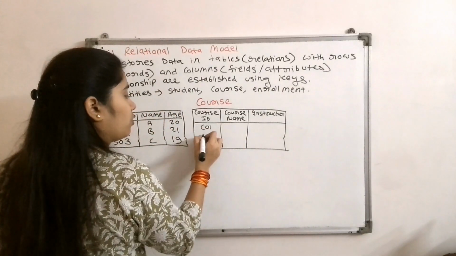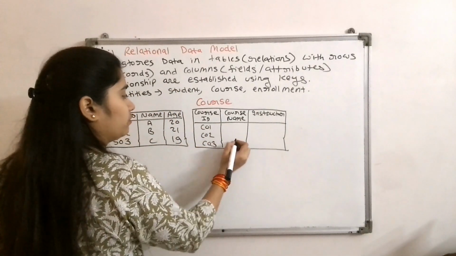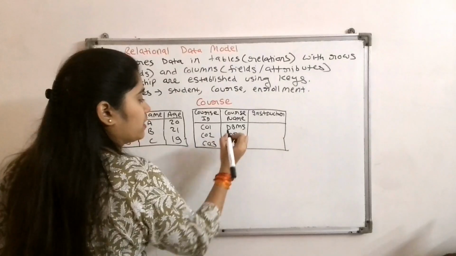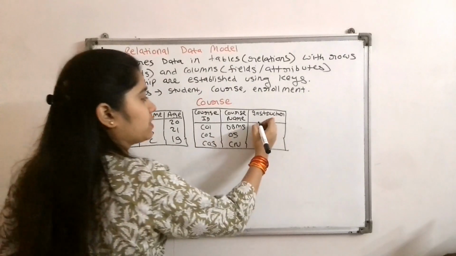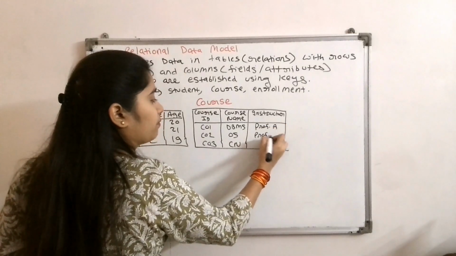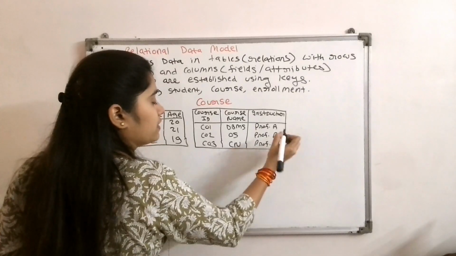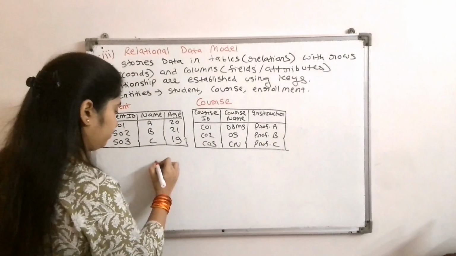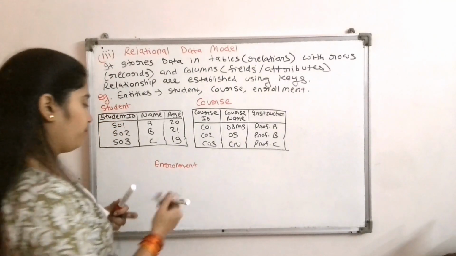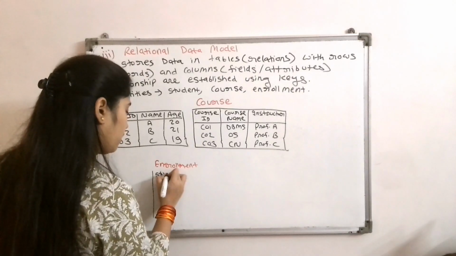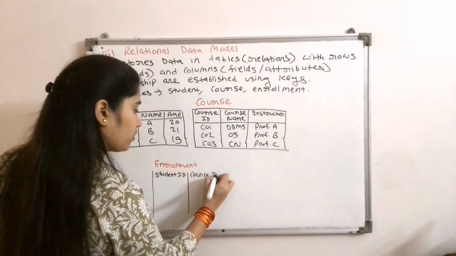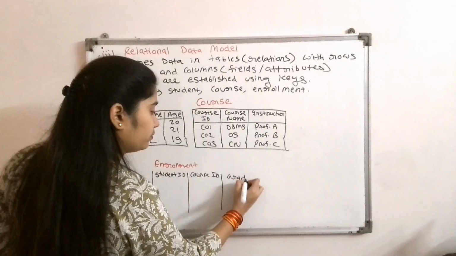Course ID, suppose it is C01, C02, and C03. And course name is suppose DBMS, OS, and CN. CN is computer network, and OS is operating system. Instructor, suppose we have Professor A, Professor B, and Professor C. Table of the enrollment. Now, enrollment has the columns of student ID, course ID, and the grade.